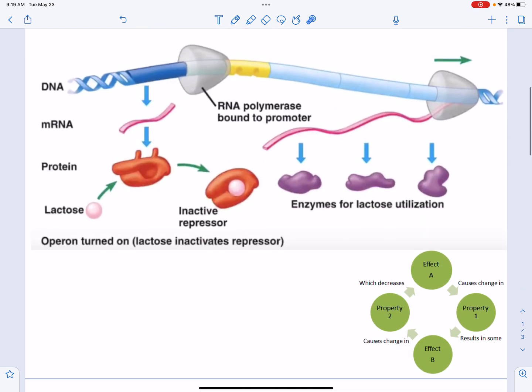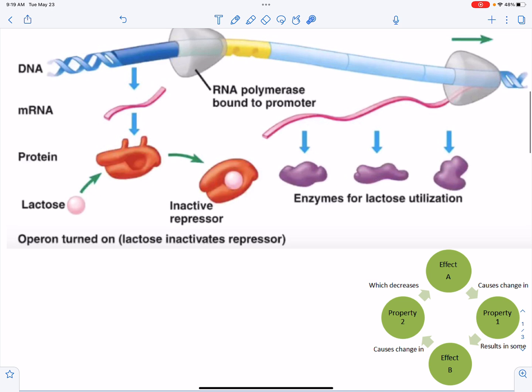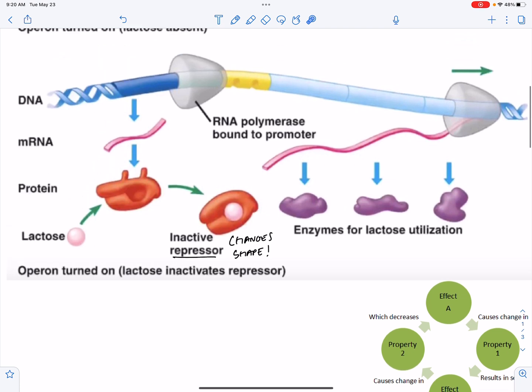Now let's examine the situation where lactose is present. Lactose is a substrate of the repressor protein. And when lactose binds to the repressor protein, it changes shape. Now this repressor protein can no longer bind to the DNA. It doesn't fit anymore because it's bound lactose, its shape has been changed.